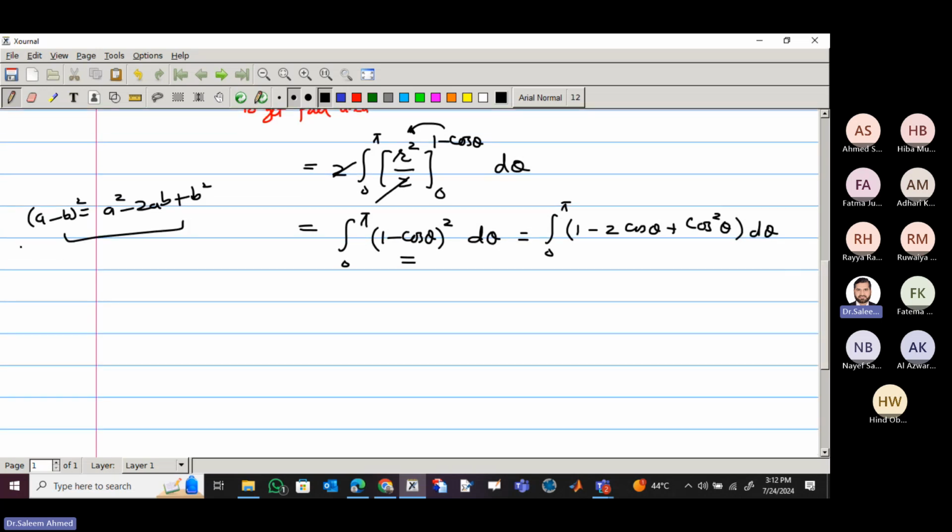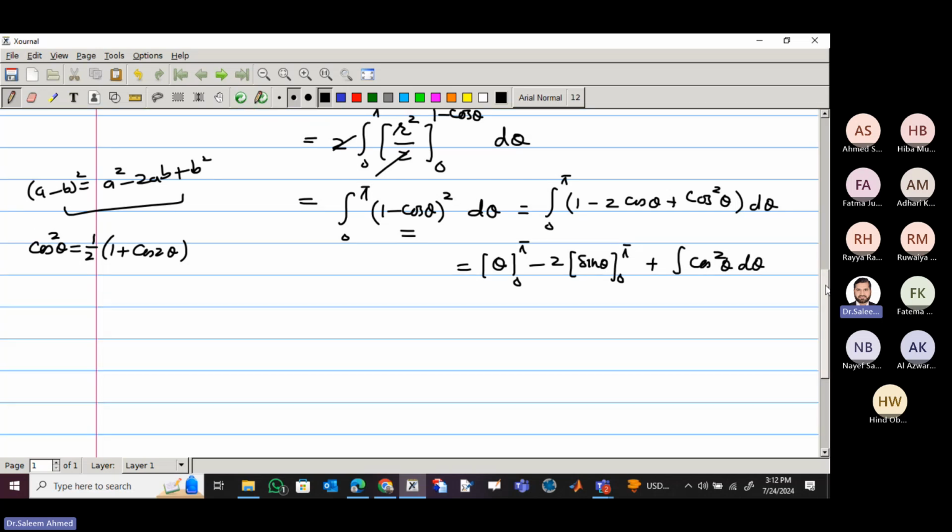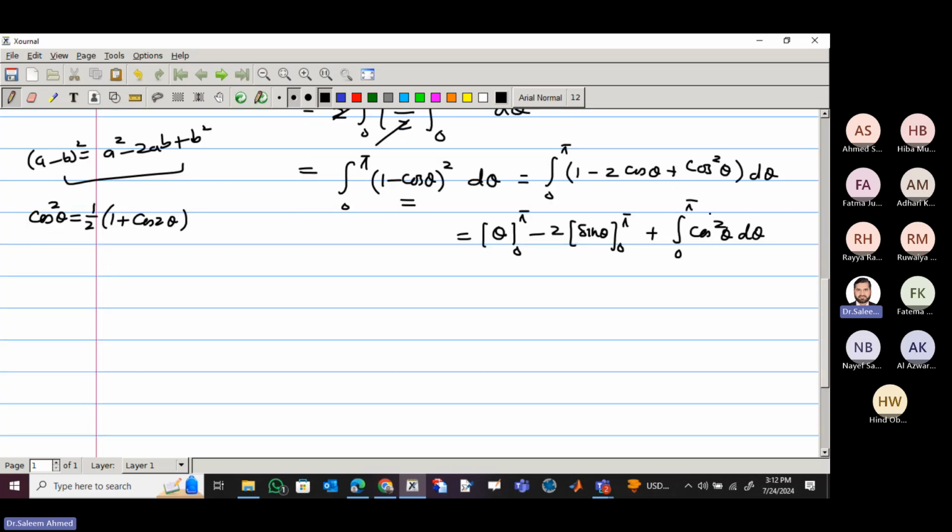Now, I know that whenever you have cos squared theta, we cannot integrate directly. So we use a formula called the half angle formula, 1 plus cos 2 theta. So here, the integral of 1 is theta from 0 to pi. The integral of cos theta is sine theta from 0 to pi. But I don't know the integral of cos squared theta. This is the problem.